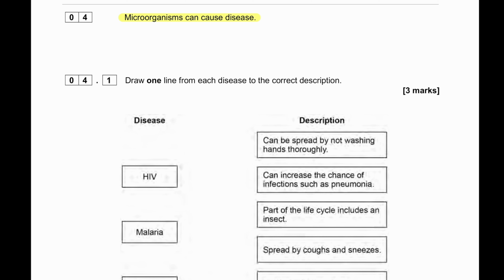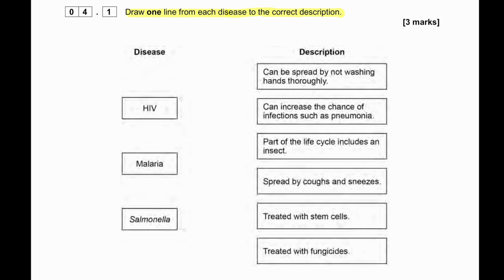Microorganisms can cause disease. Draw one line from each disease to the correct description. HIV, we know, is caused by a virus. So let's see, HIV can spread by not washing hands thoroughly? No. We know that salmonella can spread by not washing hands thoroughly, because salmonella is a type of bacteria that is a foodborne illness, and not washing hands will give us salmonella poisoning, or food poisoning.